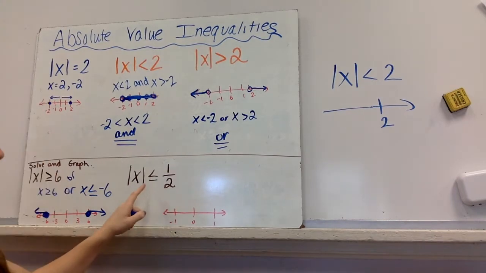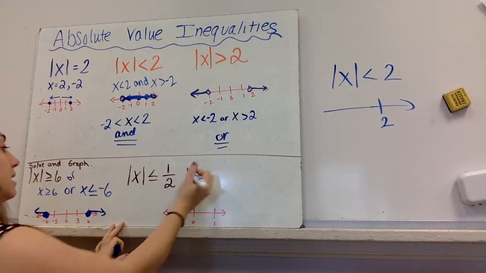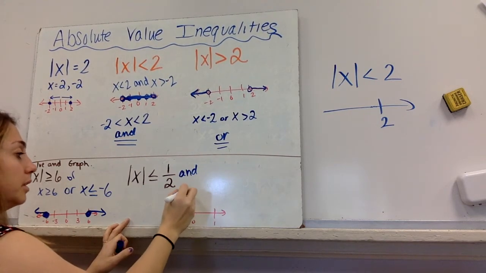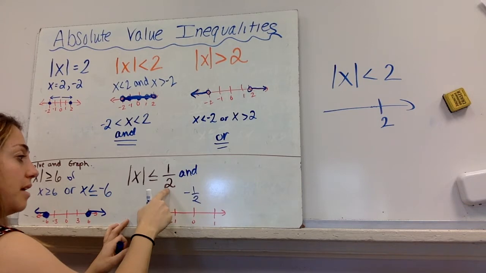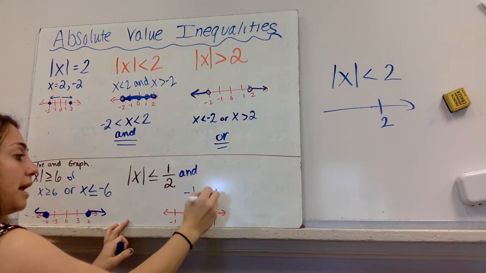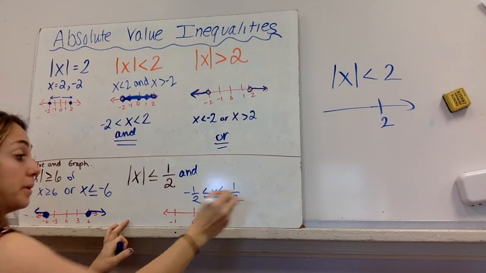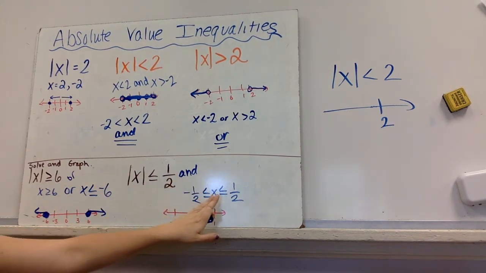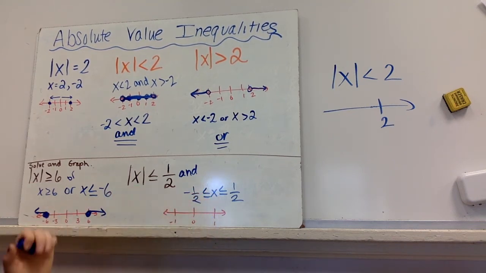When I've got a less than symbol, absolute value of x is less than or equal to half, this tells me it's an and. So I do negative that number is less than or equal to x is less than or equal to that number, right? And that's saying the same thing. X is less than or equal to 1/2. We knew that. And x is greater or equal to negative 1/2.